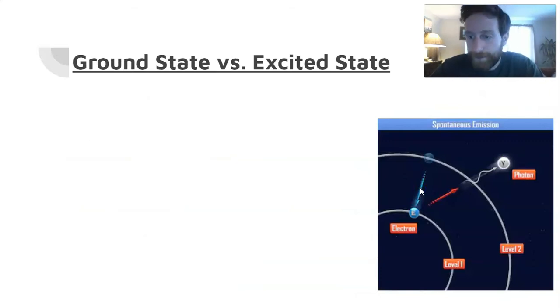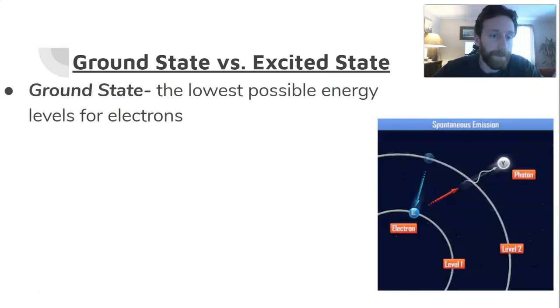We have a couple different states we like to talk about when it comes to electrons orbiting at different levels. The ground state is the lowest possible energy level for an electron. Again, this corresponds nicely to the gravity metaphor. If an object's on the ground, it has no gravitational energy. It's at its lowest possible gravitational energy. If an electron is as close to the nucleus as it can be, we say it's at its ground state.